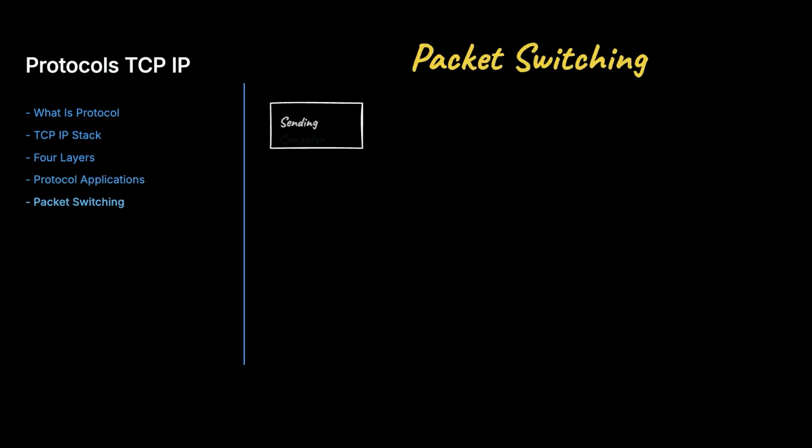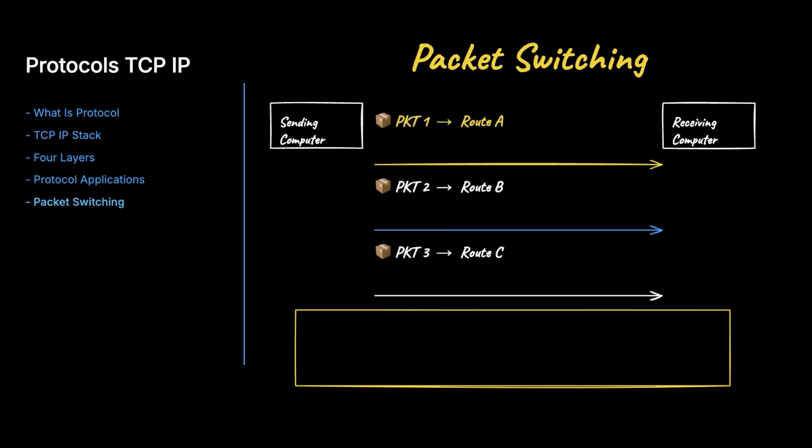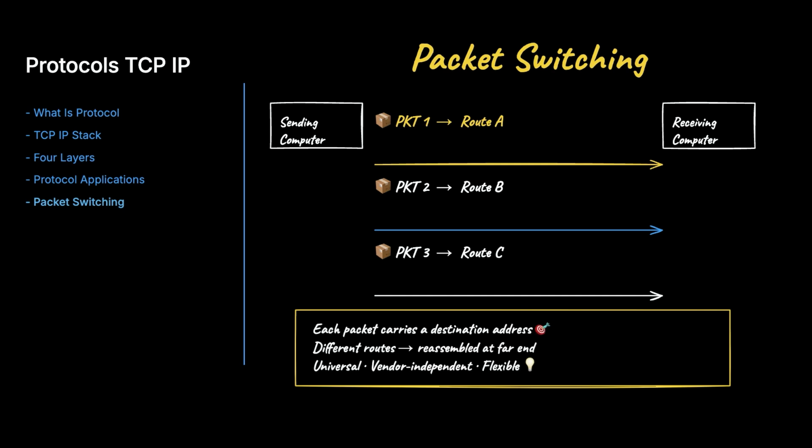How does data actually travel? Through packet switching. The sending computer divides a message into efficiently sized units called packets, each carrying the destination address. These packets may take different routes and are reassembled at the far end. This is why the protocol matters so much. It is universal, vendor independent, and flexible by design.